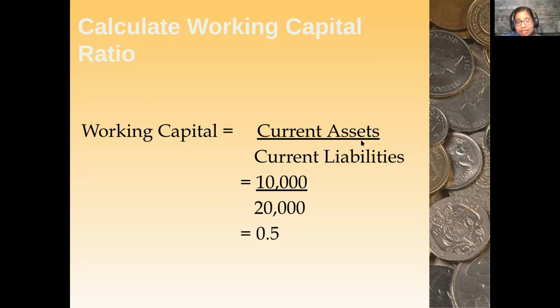Well, since the current assets is less than your current liabilities, it means that the company will have a very difficult time repaying debts that are due within 12 months, right? So this is not a good position for the company. If, however, the working capital ratio was 1.2, is that a better position than the 0.5? Yes, it is, because the higher the working capital ratio is, the less risk it is for the business and the better it is for the business.